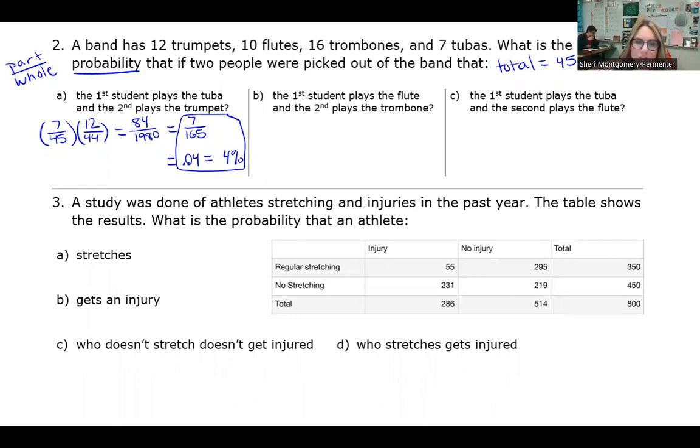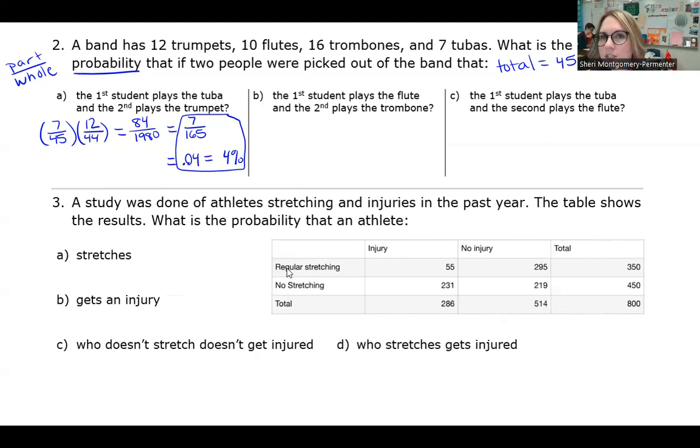Down at the bottom is a two-way table. The two-way table means we can read it two ways. It says a study was done of athletes stretching and injuries in the past year. The table shows the results. What is the probability that an athlete, part A, what is the probability that an athlete stretches? To figure this out, we have to find the title that says stretching. So it's here.